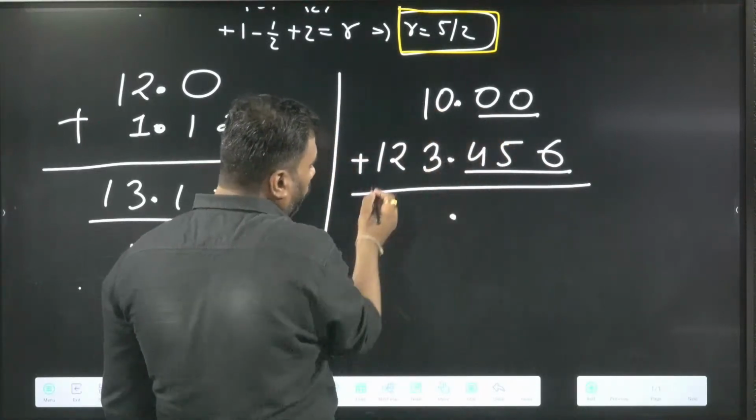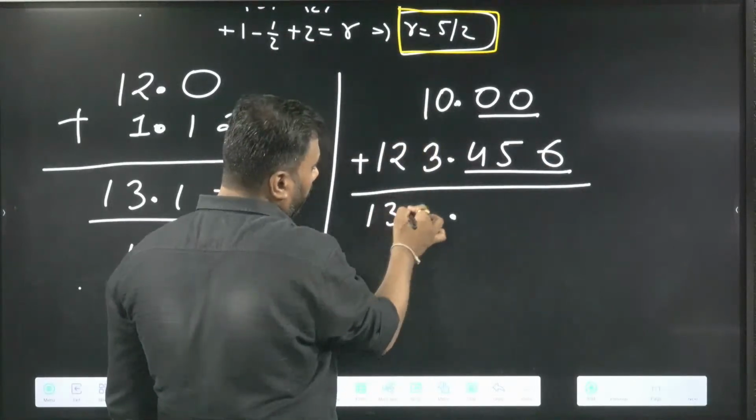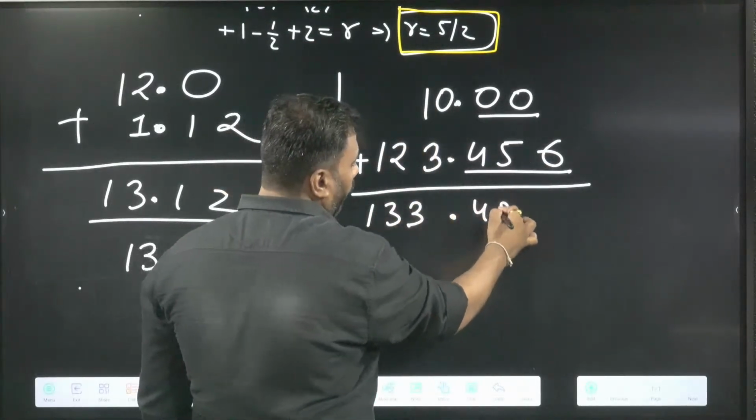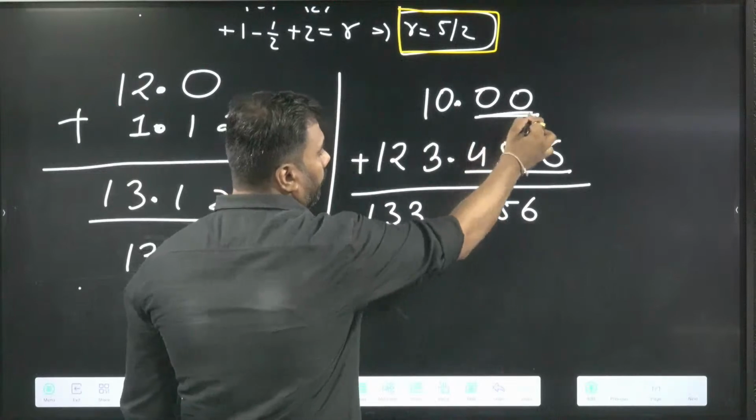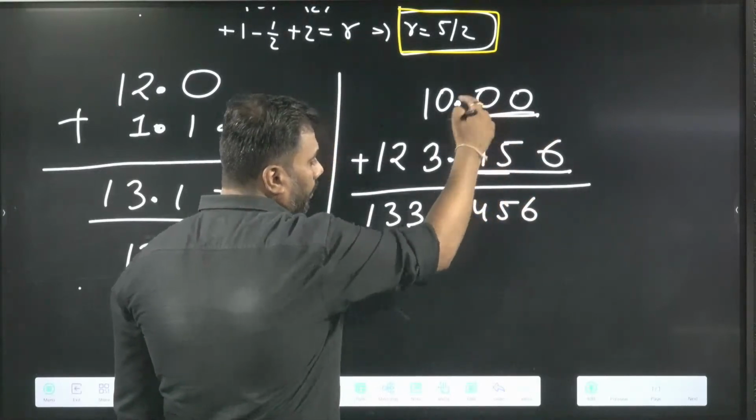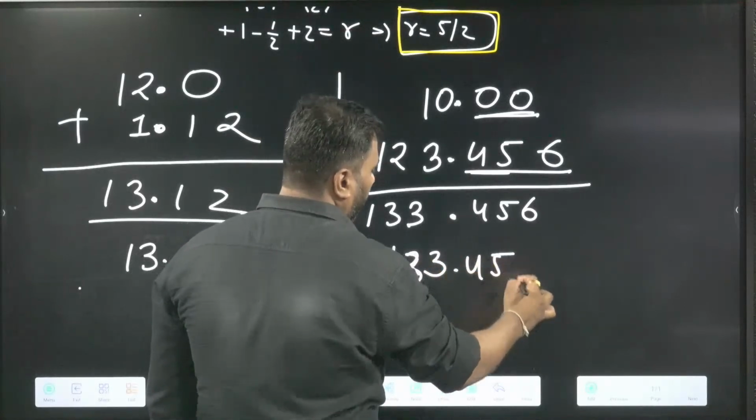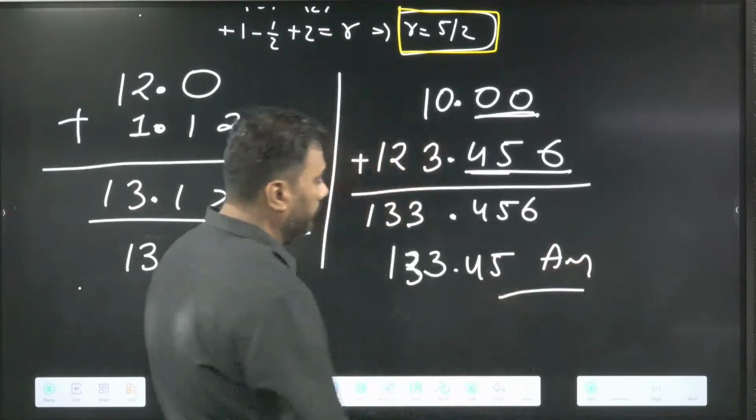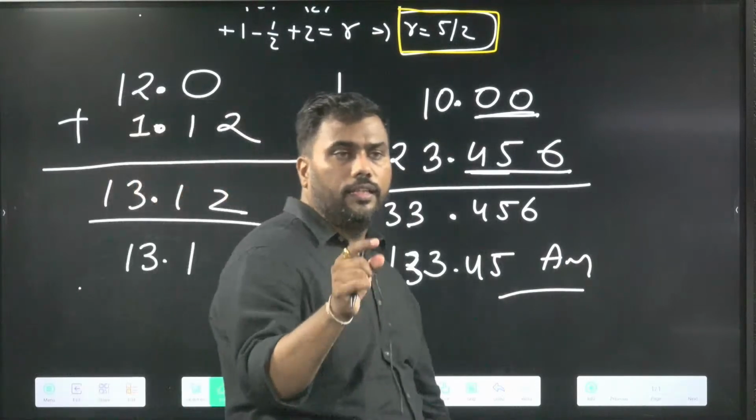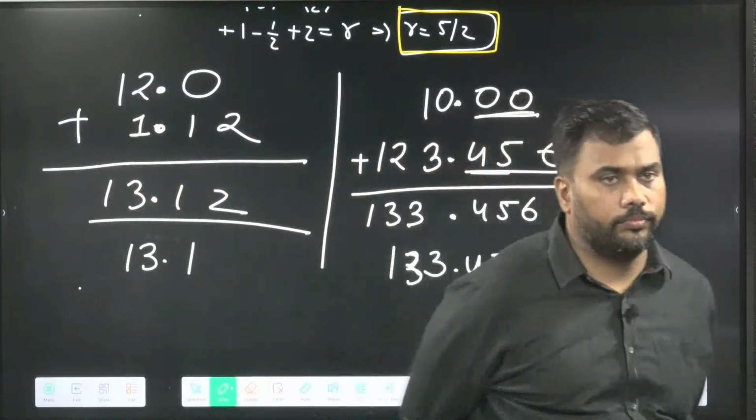So add these two, you will get 133.456. But after the decimal, you should have only 2 because the first number contains only 2 digits. So your answer should be 133.45. This should be your answer. We need to see the numbers after the decimal.